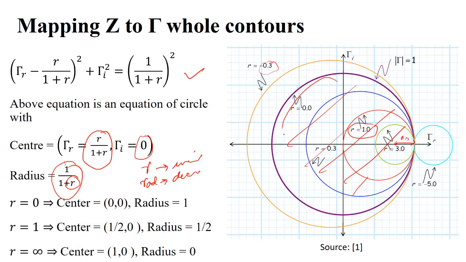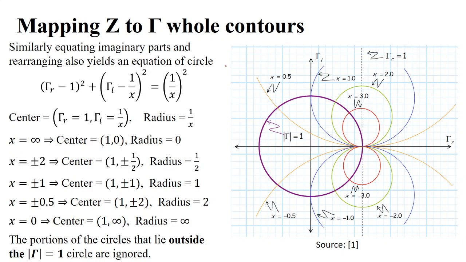Okay. Now, second, we focus on the next part, the X reactive component part. This is also an equation of a circle. So what do you have? The center is at 1 and 1 over x, and the radius is 1 over x. So this is also a circle whose center is at 1, 1 over x, and radius is 1 over x. Now, if you increase x again, the radius will decrease. If you decrease x, the radius will increase. And here the center will also change.